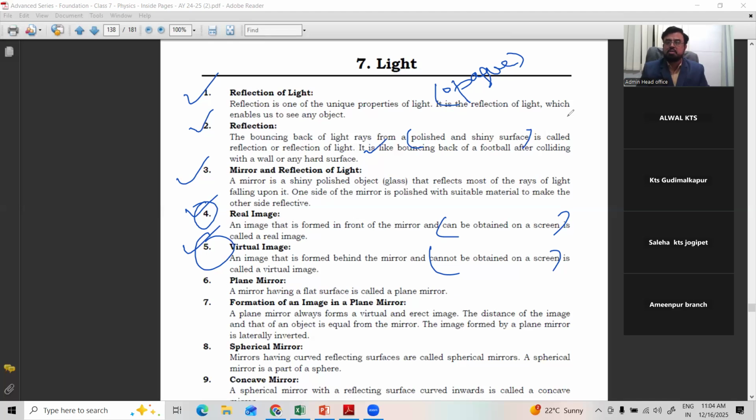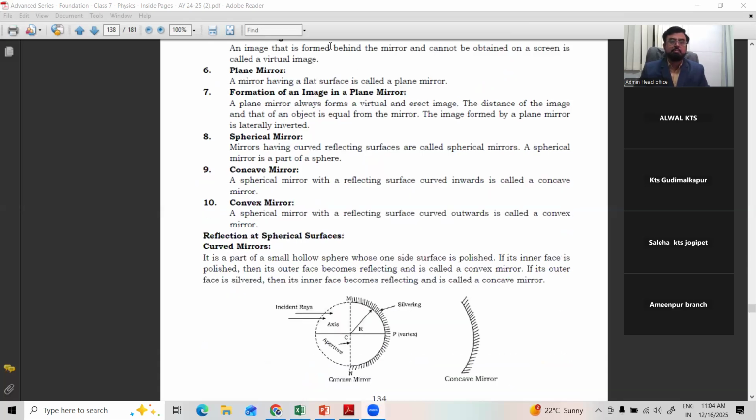That is virtual. But the ones which you can catch are called the real images, right? Clear? Next, when you come to the next part, plain mirror. Right? But plain mirror, so common.